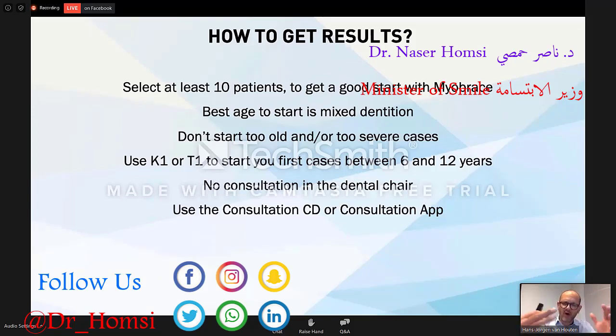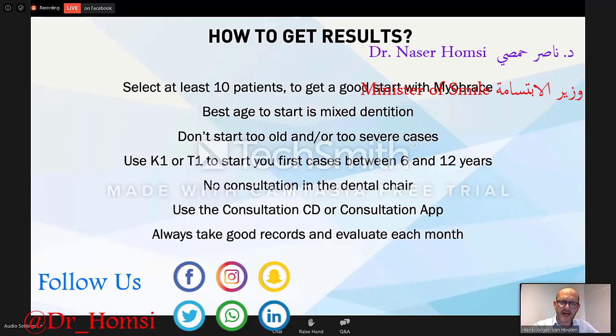So all these 10 slides, explain and go deep with the patient. Be open, be transparent, tell them what you are expecting from them. Again, it's a serious treatment, so we also want a serious consultation, and we want serious commitment from the parents and the patient. Take good records and evaluate each month, so let the patient come back every 1.5 months.